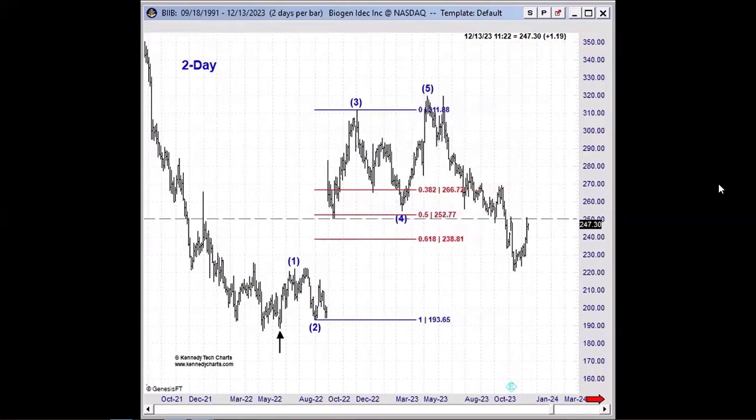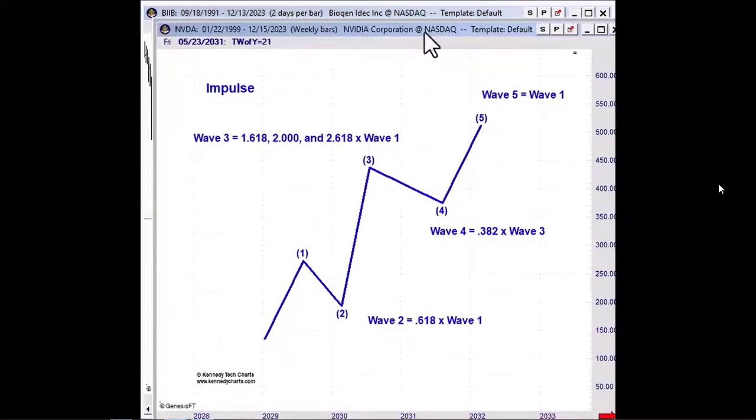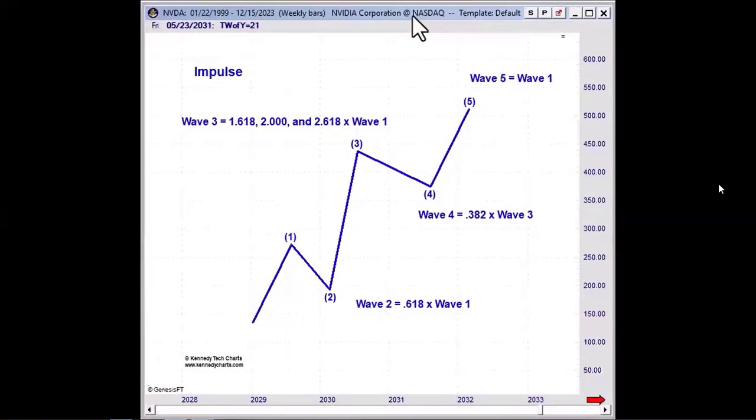So remember, the Fibonacci multiples, as far as retracements and corrections in your waves 2 and 4, and your multiples for waves 3 and 5, are simply offered as guidelines.